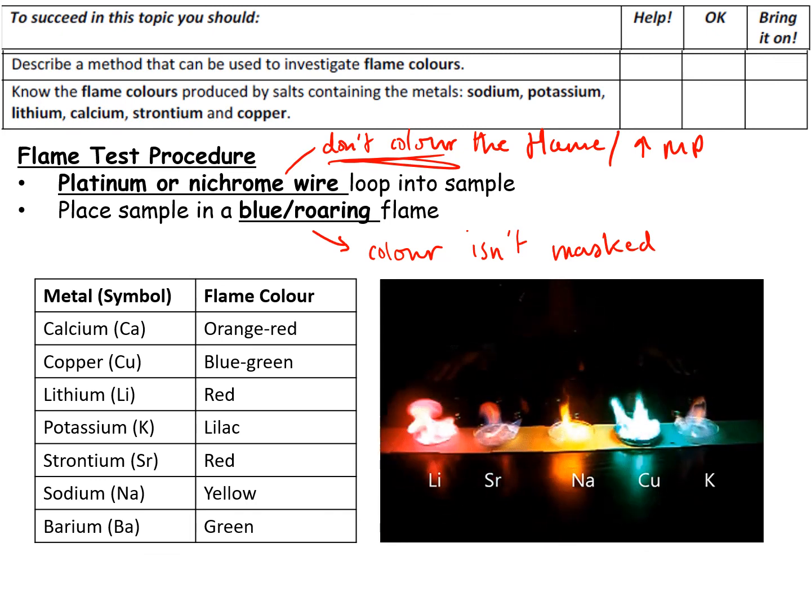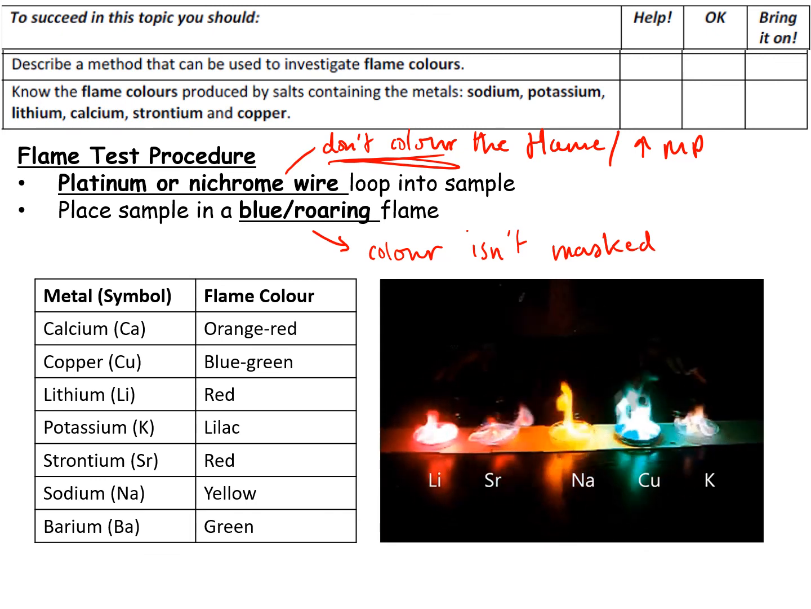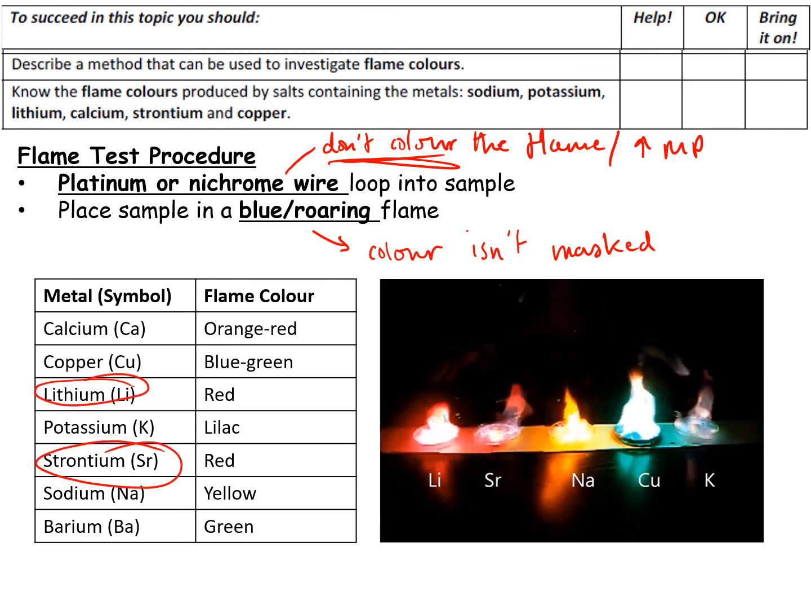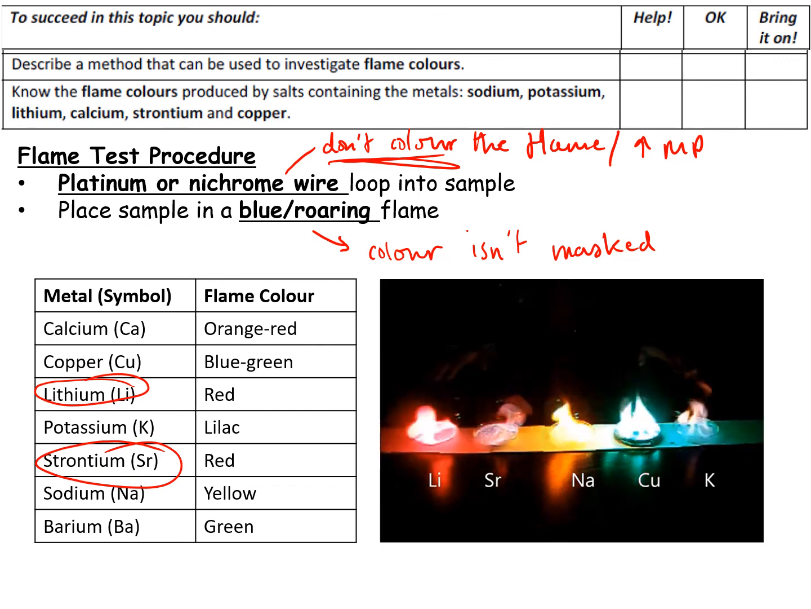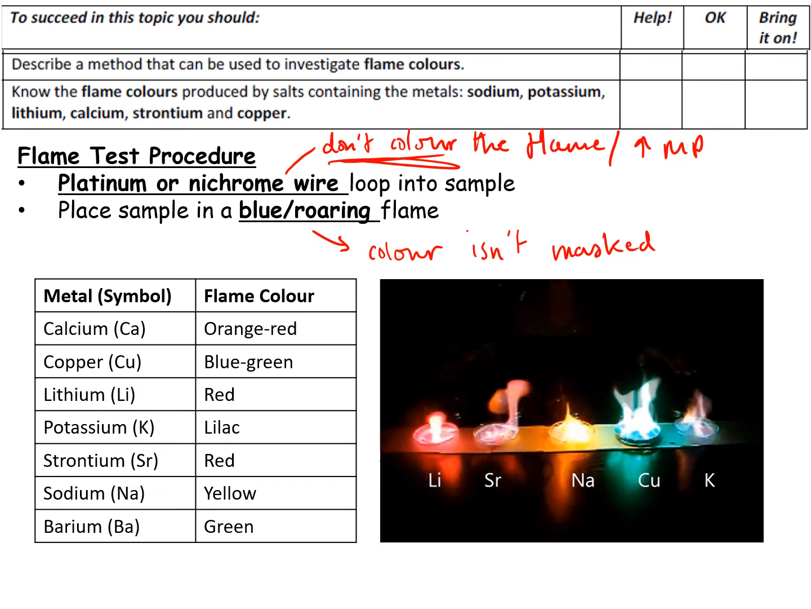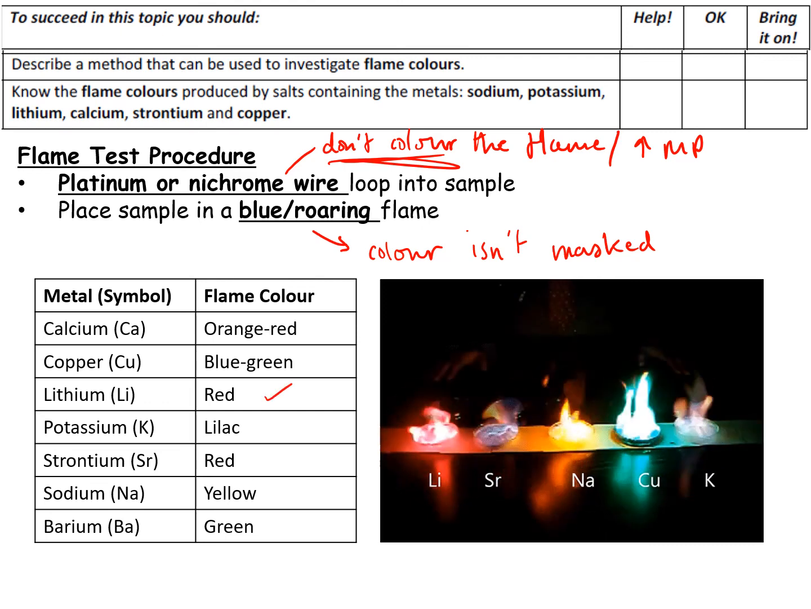Now, it says here, know the flame colors. Now, these are all the flame colors. Note, you would know that lithium and strontium, they're both red, but don't worry about that at this stage. They're both red. In an exam, if something comes up red, just go for the lithium.